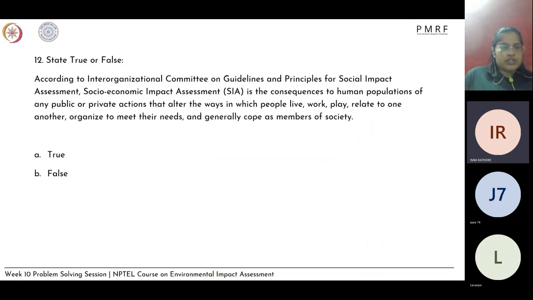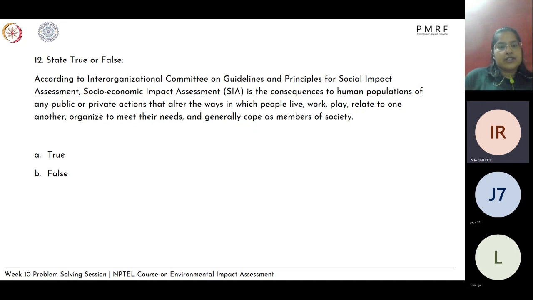Okay, so moving on to question 12. Again, according to the Inter-Organizational Committee on Guidelines and Principles for Social Impact Assessment, Socioeconomic Impact Assessment or SIA is the consequences to human population of any public or private actions that alter the way in which people live, work, play, relate to one another, organize to meet their needs, and generally cope as members of society. Is the statement true or false?